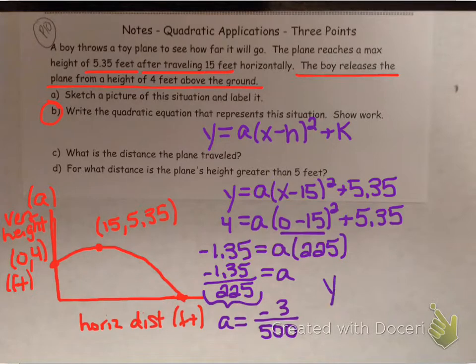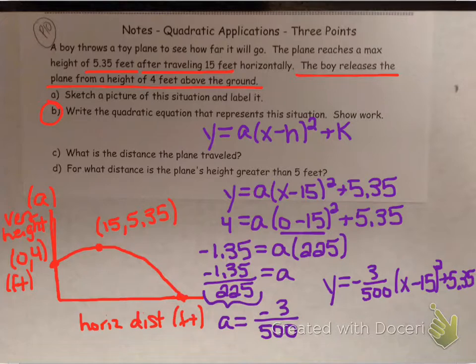So our equation is y equals -3/500 times (x minus 15) squared plus 5.35. Okay, so that's part B. Okay, and so now we get to use that equation to determine other information.